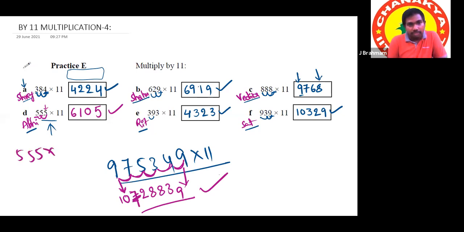5 into 11: first 5 as it is, 5. 5 plus 5 is 10, 1 0. 5 plus 5 is 10, 1 0. Again 5. So it will be 6105.